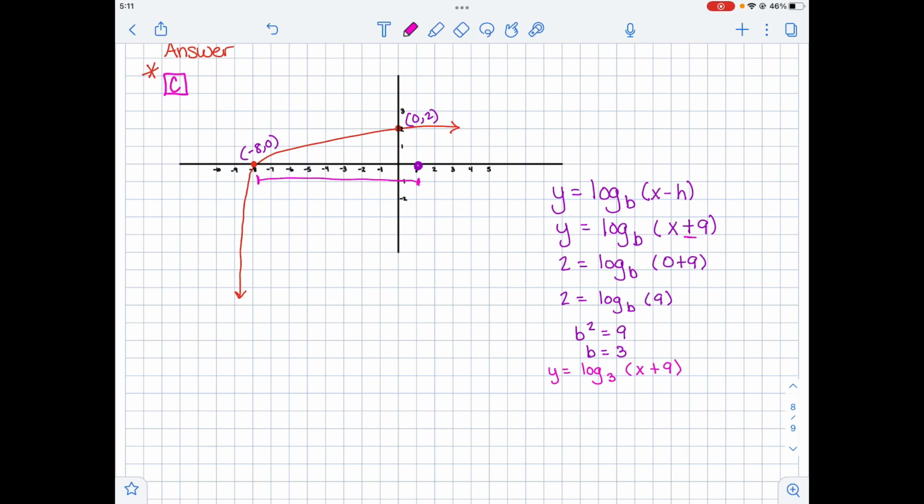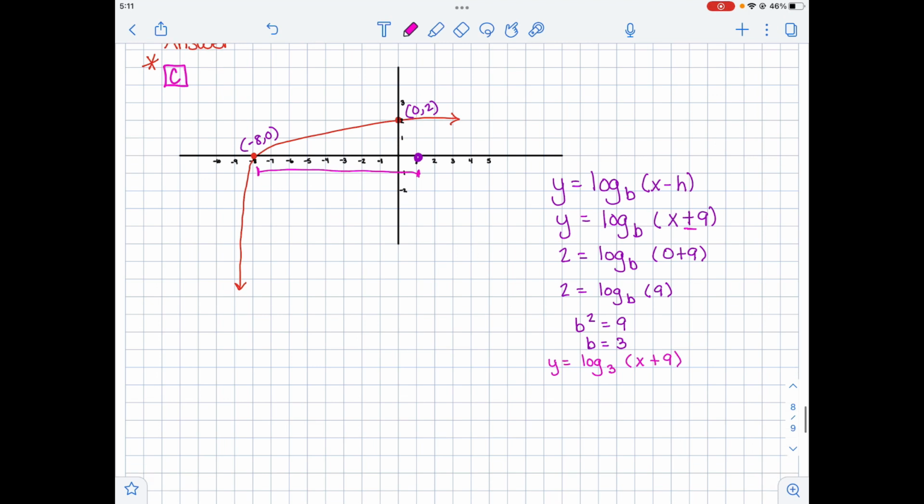Then I used the other point that I had marked, (0, 2), as the x and y and solved for b. So I found that b squared was equal to 9. Remember, we can't have a negative base, so I knew it could only be 3. So log base 3 of, parentheses, x plus 9.